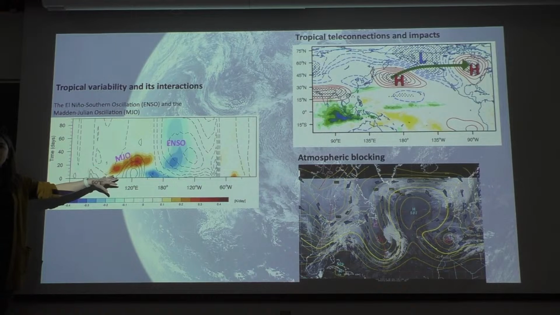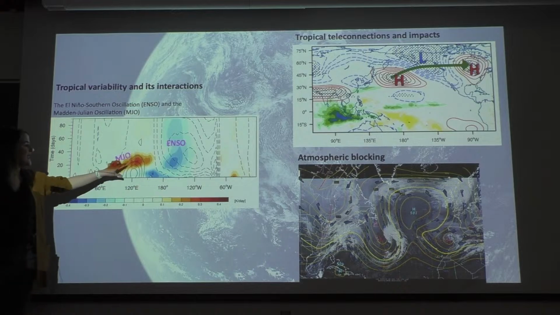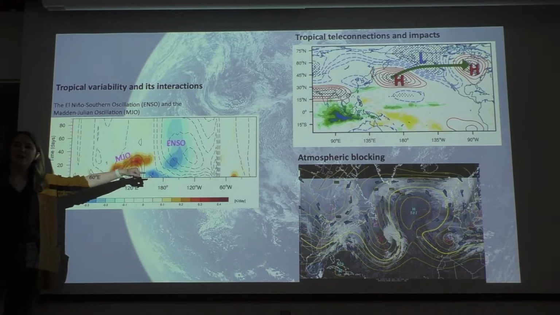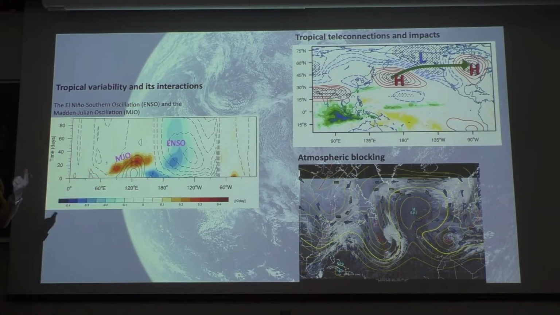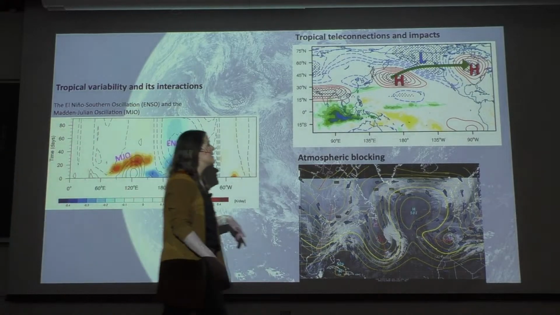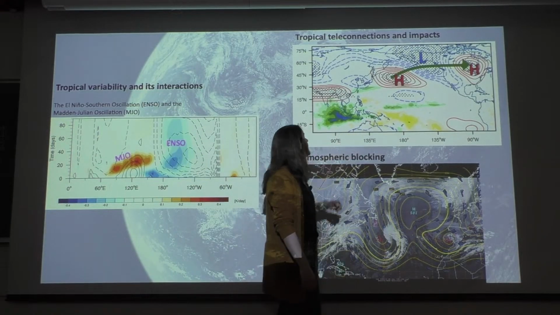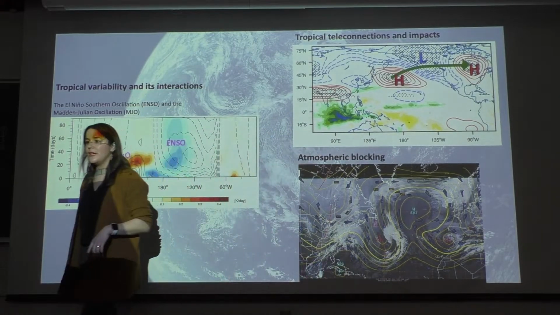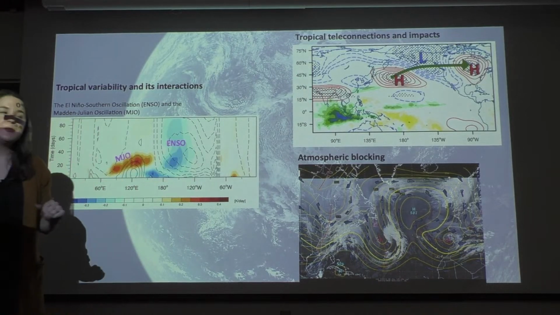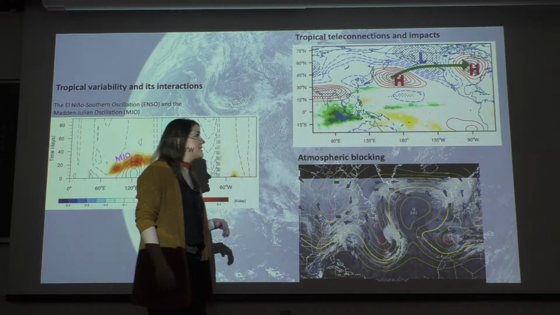One of the things that really interests me, and that people have worked on in my group, is that tropical phenomena like the MJO and like ENSO force what's known as teleconnection patterns, which you see here in this figure. We examine teleconnection patterns and what impacts they have.